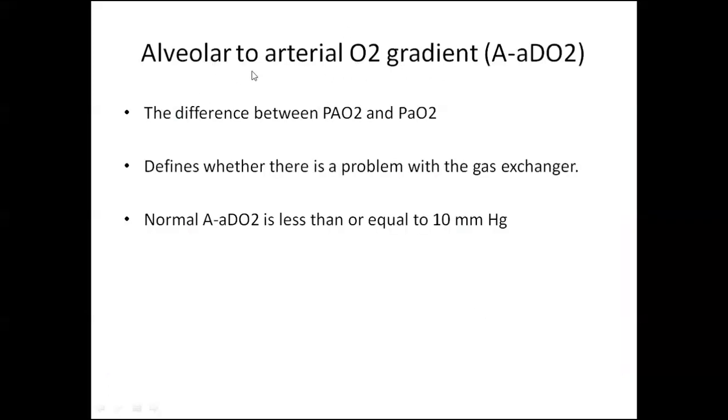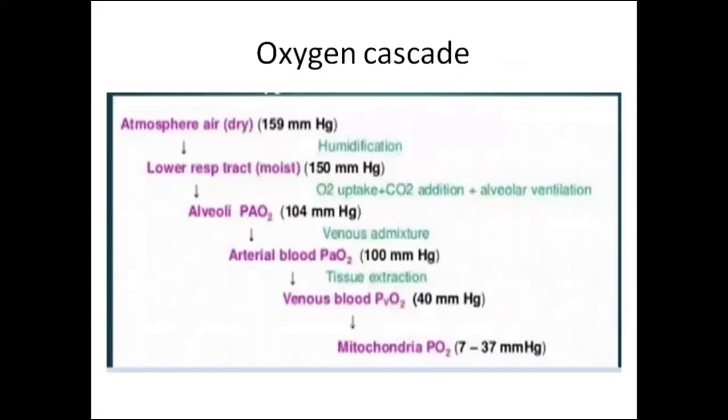And this is one more important concept: the alveolar to arterial O2 gradient. That is the main difference between PAO2 and PaO2, capital A and small a. See here, this is alveolar PAO2. The alveolar PAO2 is the PO2 at the alveolar level, which is almost 104. And small a PaO2 is the arterial PO2 in the arterial blood. It's almost 100. The difference is very small here.